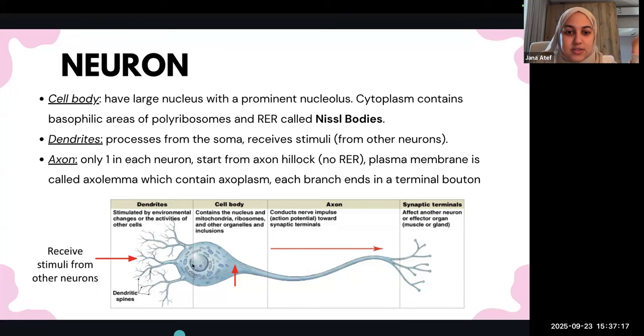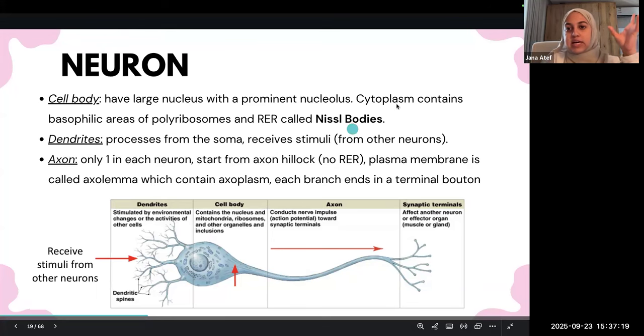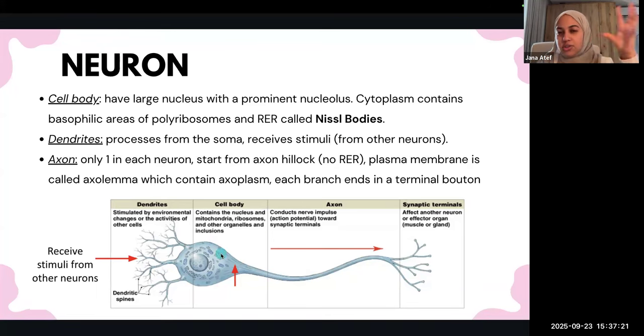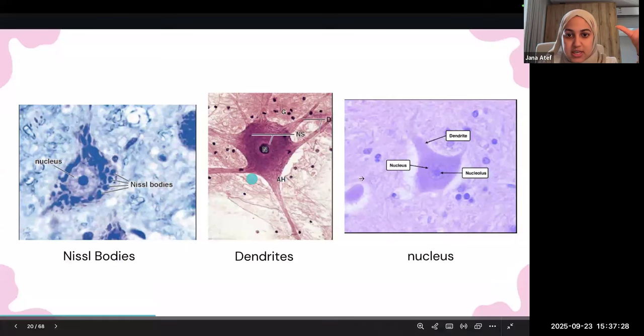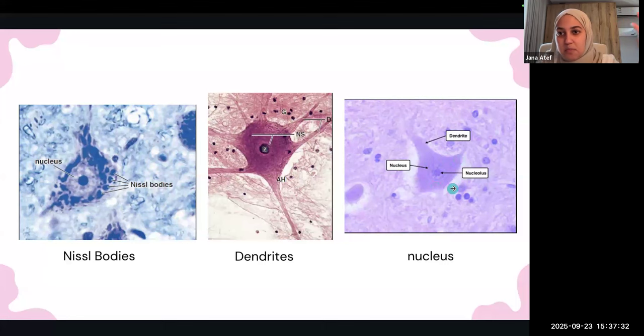It contains a nucleus, yes. So the cell body of the neuron has a very large nucleus. It's something very distinct of neurons. You look at it right here. I think I have another picture. Yes. Where is it? This is a nucleus. Look at it. It's huge. It's taking up almost half of the cell, okay? And it also has a really large and prominent nucleolus, okay?